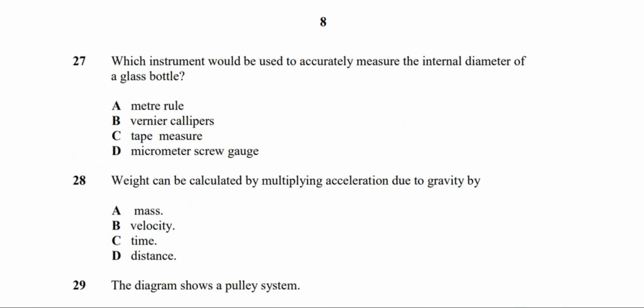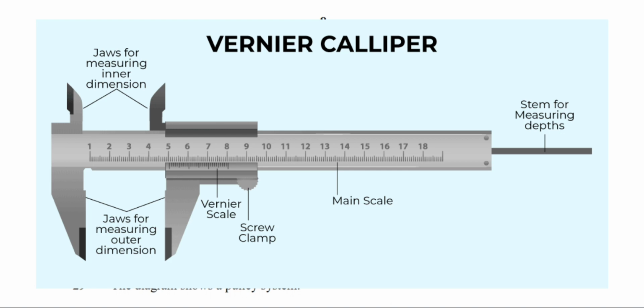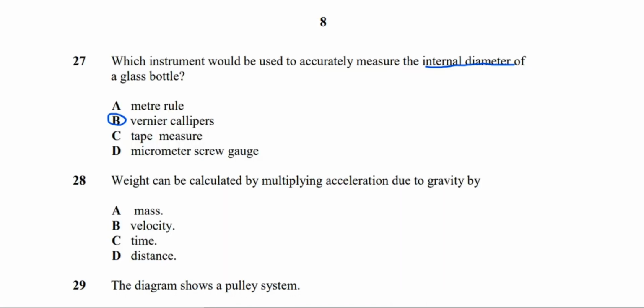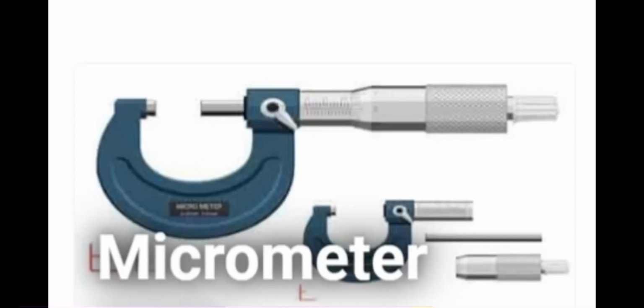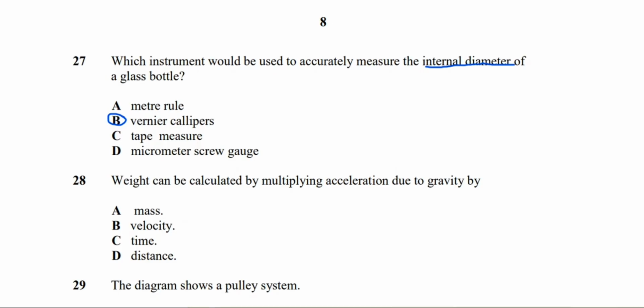Question 27. Which instrument would be used to accurately measure the internal diameter? As soon as you see the words internal diameter, you should know that it's a vernier calipers, mainly for internal diameter of hollow tubes. The micrometer screw gauge is used to measure the thickness of, let's say, flat surfaces or some components in engineering. But for the internal diameter of a bottle, you would use a vernier calipers, which has a different set of teeth.